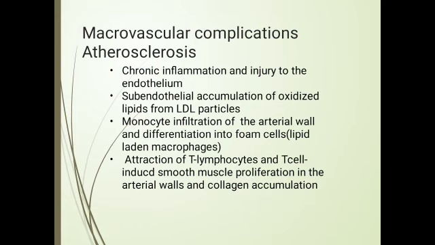Chronic blood glucose elevation results in chronic inflammation and injury to the endothelium, subendothelial accumulation of oxidized lipids from LDL particles, that is low density lipoprotein particles, monocyte infiltration of the arterial wall, and differentiation into foam cells. Foam cells are nothing but lipid laden macrophages, and there will be attraction of T lymphocytes and T cell induced smooth muscle proliferation in the arterial walls and collagen accumulation. So there will be formation of atherosclerotic plaque. And also there will be increased tendency for the platelets to adhere and aggregate, so there will be a tendency for hypercoagulability.